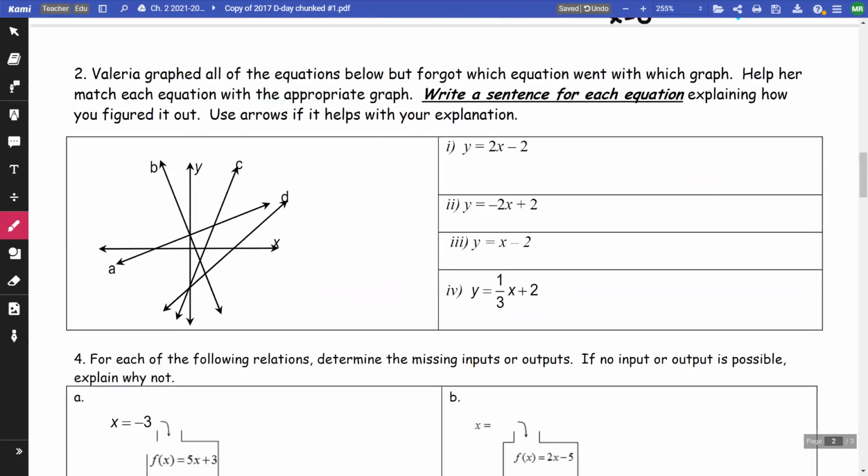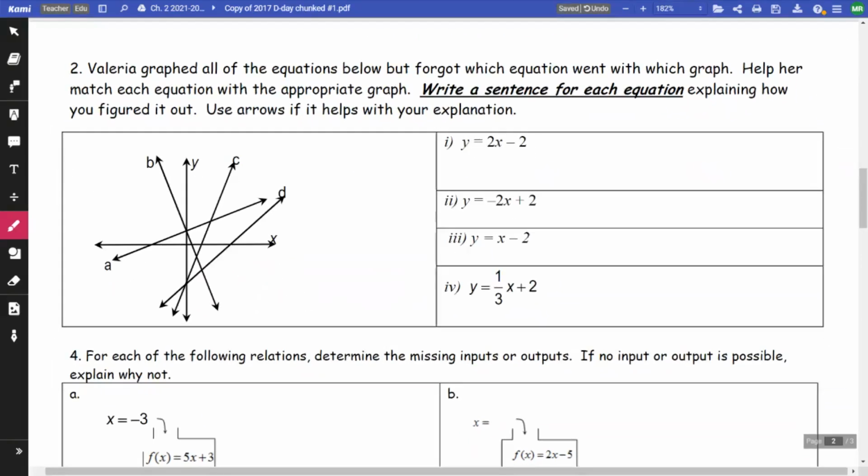Okay, on these problems here, I'm going to kind of color code things.